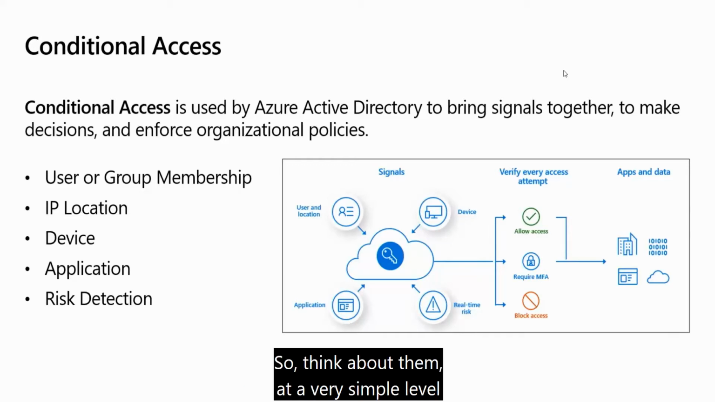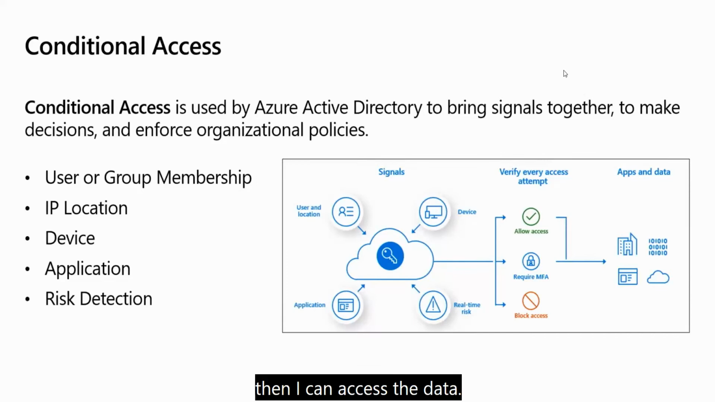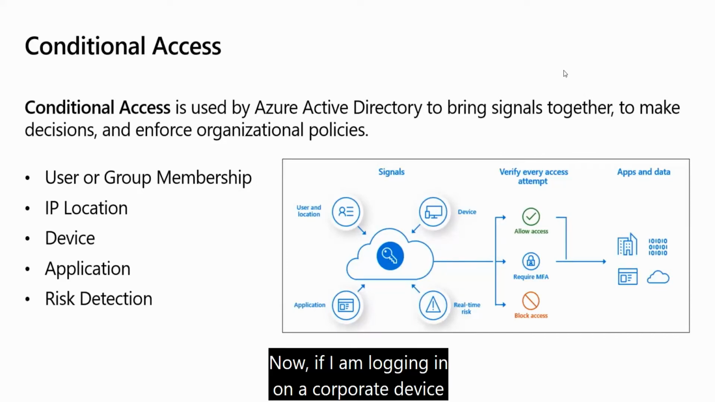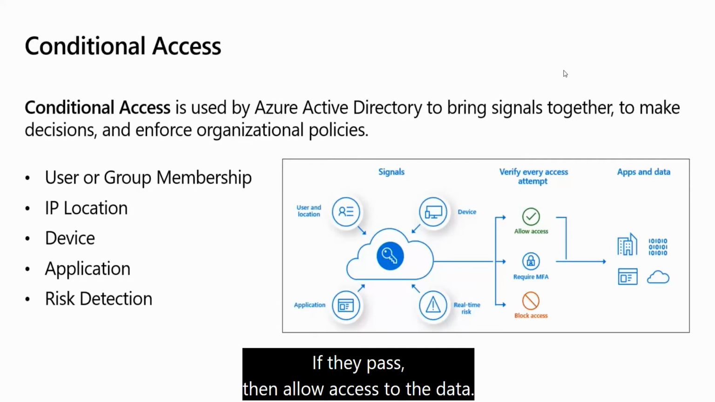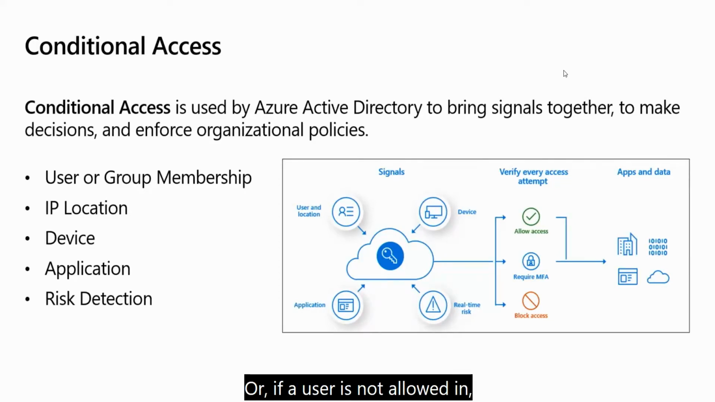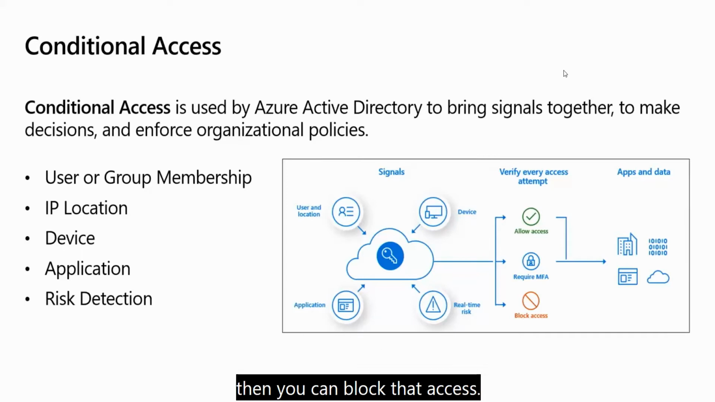Think about them at a very simple level. They're if-then statements. If I am logging in from the corporate network on a corporate computer, then I can access the data. Now, if I am logging in on a corporate device, but I am on a different network, then require multi-factor authentication. If they pass, then allow access to the data. Or if a user is not authorized to log in from a certain device or a certain location, then you can block that access.